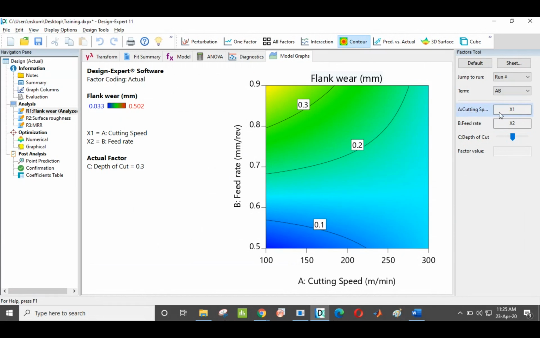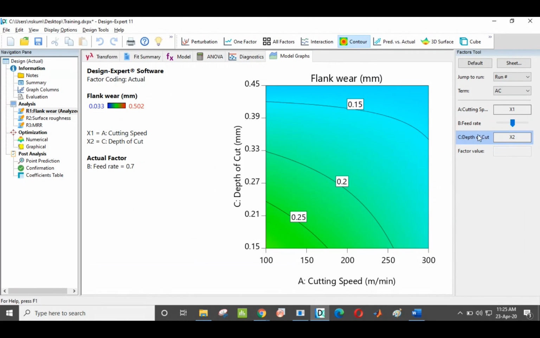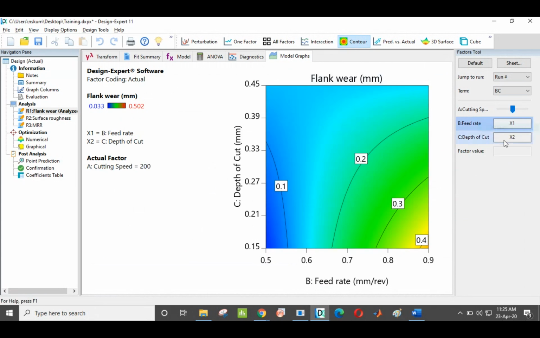On the right side you can see A cutting speed x1, B feed rate x2, and C depth of cut. Indeed, right click the depth of cut. You can change it to x2 axis. Now the depth of cut has taken the x2 axis. Now if I want feed rate, take this as x1. So similarly like this I can change. So here you can see flank wear is maximum when the feed rate is higher.